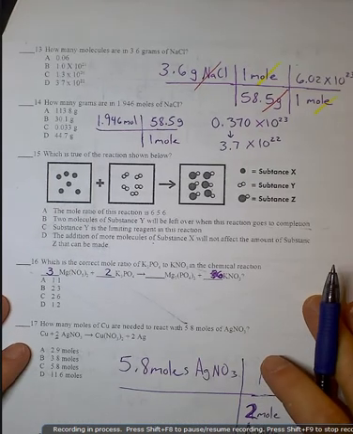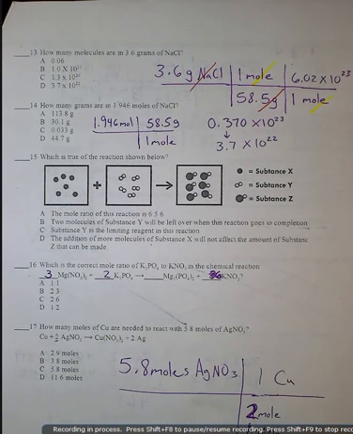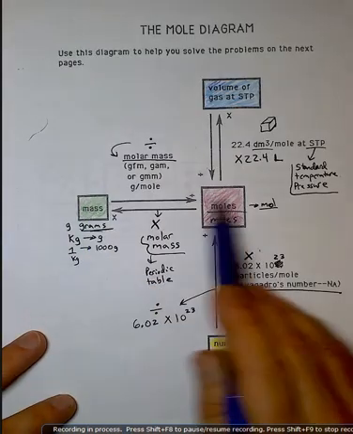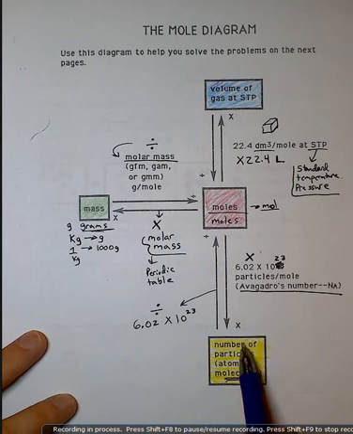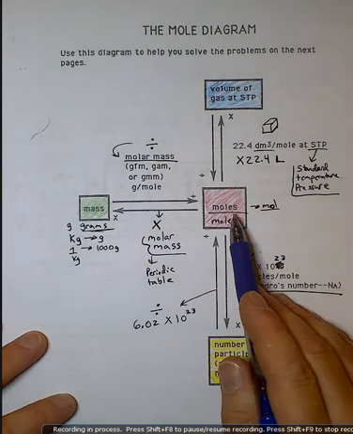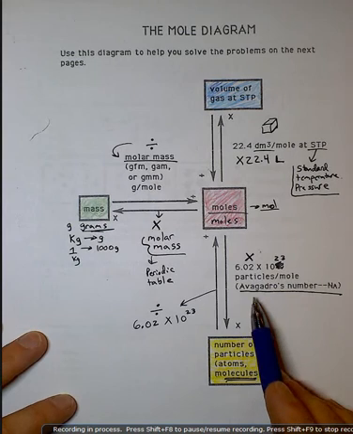How many molecules are in 3.6 grams of sodium chloride? Okay. For this, you need your chart. So we have mass to moles to molecules. So we're going to divide by our molar mass, and then we're going to multiply by 6.02 times 10 to the 23rd.